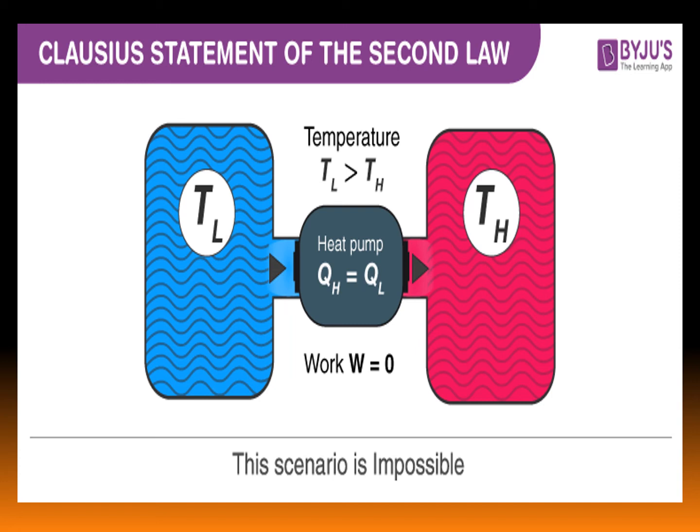In that case, it is impossible to transfer heat from a cold reservoir to a hot reservoir. Do you understand? So this is the Clausius statement of the second law. Are you agreed with it? And what is the unit of entropy? The unit of entropy is joule K inverse. And what is spontaneity and randomness?